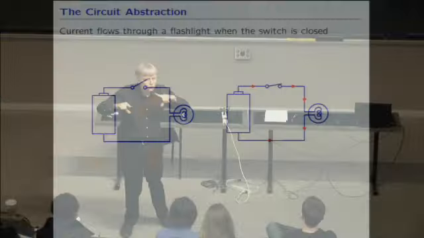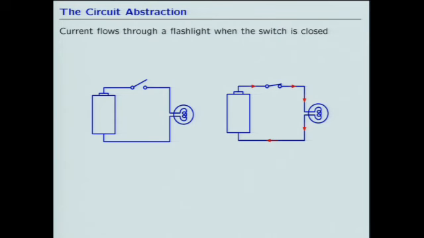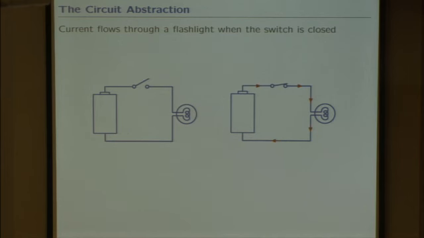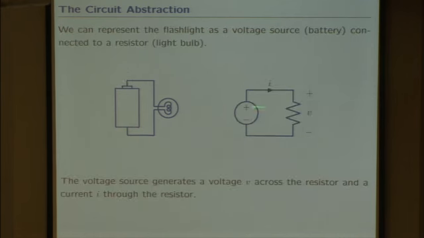So I'll just start with two very simple examples. The first is the most trivial example you can think about. You can think about a flashlight as a circuit. You close the switch, current flows. Very simple idea. We will make a model of that that looks like this.